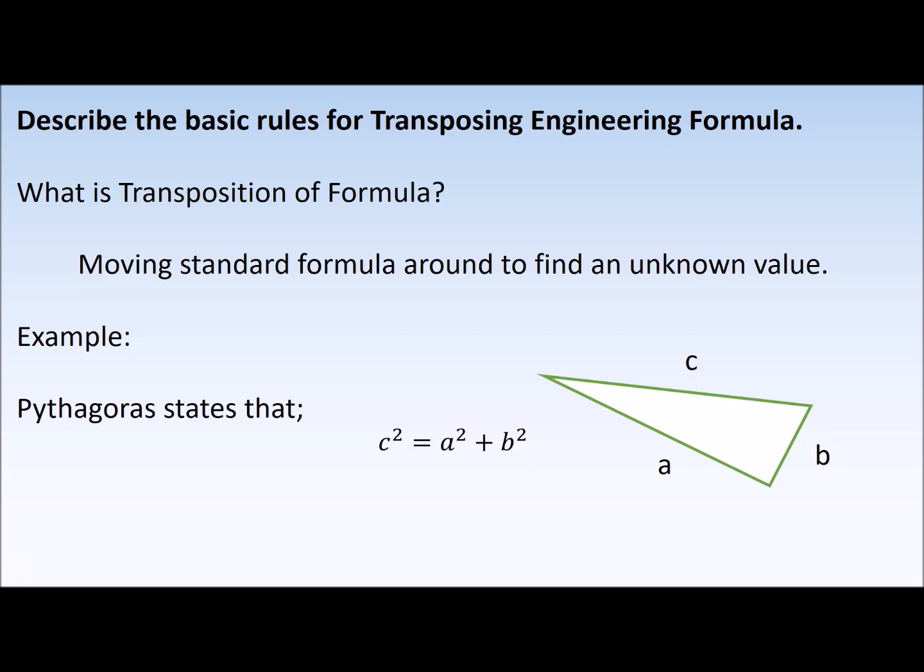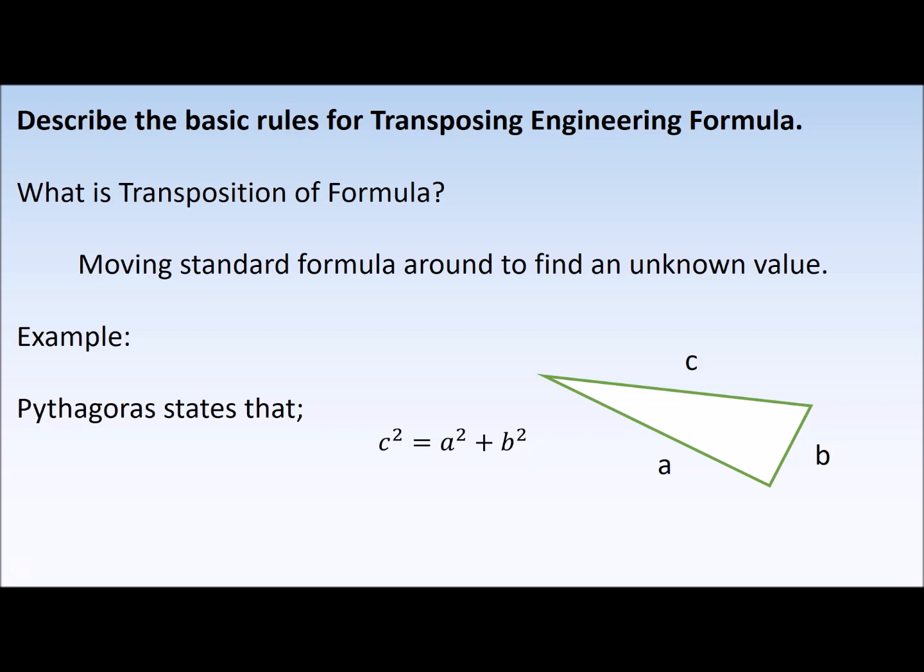So describe the basic rules for transposing engineering formula. What is transposition? Okay, in simple terms, it is moving around a standard formula to find an unknown. So we might have a variable that we don't know: length of a side, pressure in a pipe, a temperature, volts, amps, current, for example. We need to be able to move around a standard formula to find an unknown value.